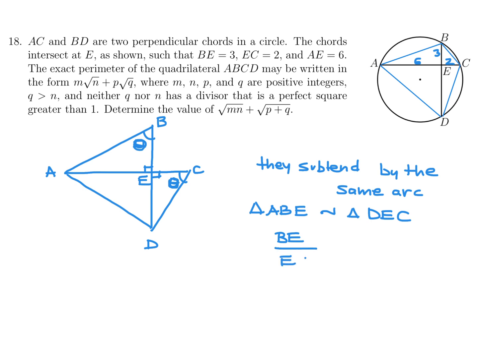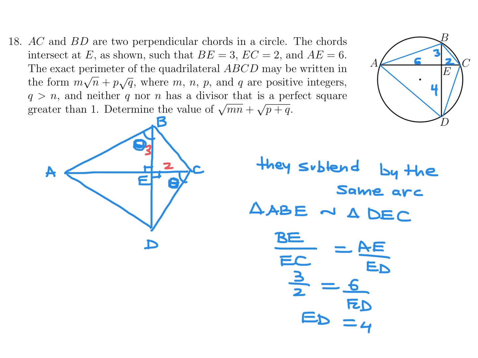So BE over EC, using the similar triangles, is AE over ED, and therefore 3 over 2 will be equal to 6 over ED, and therefore ED will be equal to 4. So I'll substitute that in right there. So now we can just use Pythagoras to figure out all the other ones. And I'm sure that you guys can do that on your own since we know the values, right? We have 3 here, this is 2, this is 6, and this is 4.